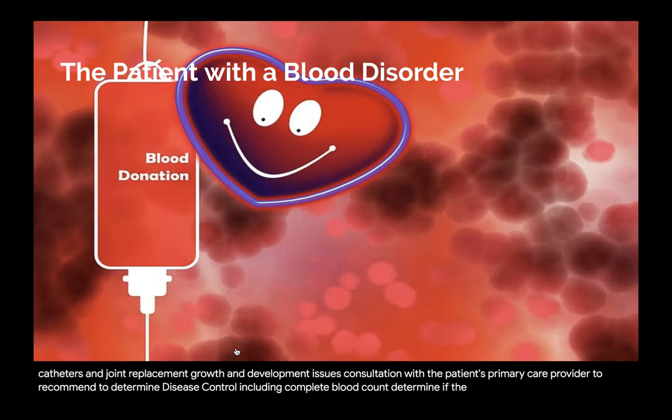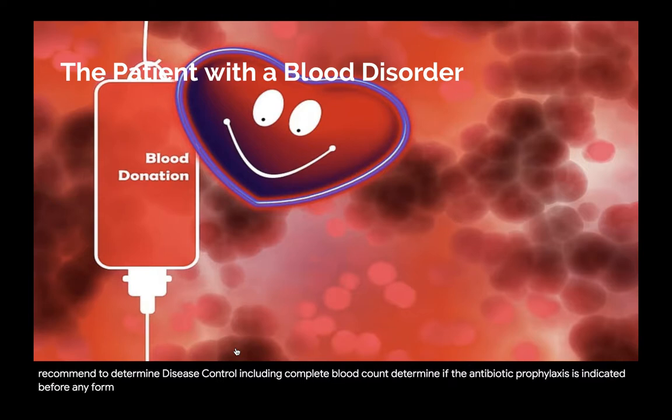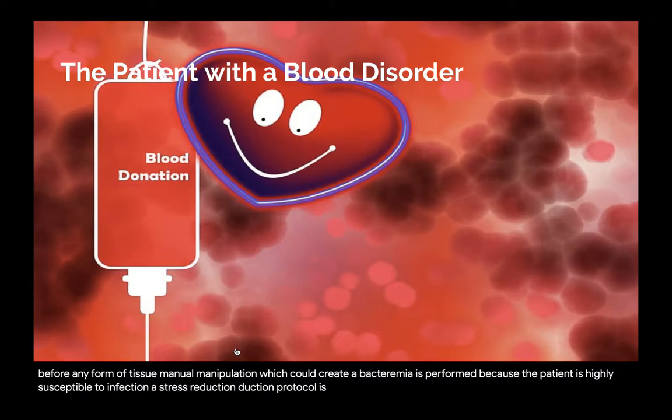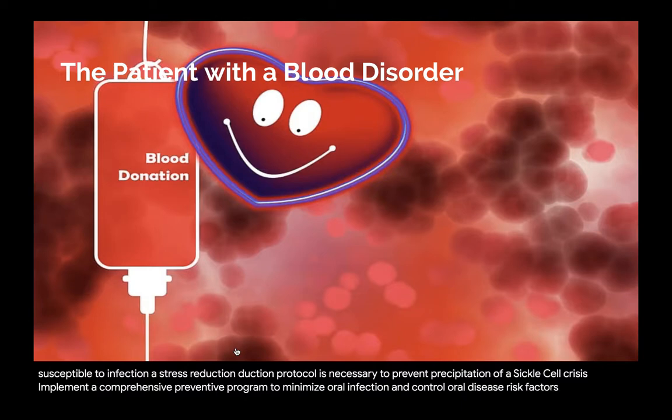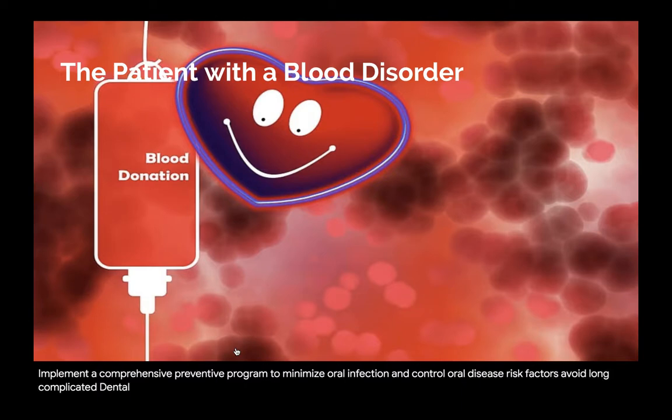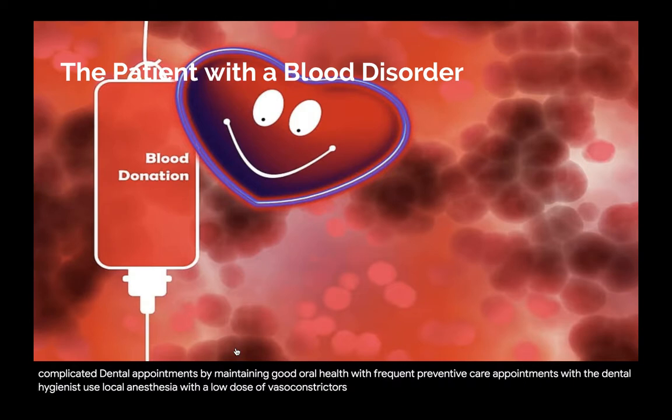Determine if antibiotic prophylaxis is indicated before any form of tissue manipulation, which could create a bacteremia, is performed, because the patient is highly susceptible to infection. A stress reduction protocol is necessary to prevent precipitation of a sickle cell crisis. Implement a comprehensive preventive program to minimize oral infection and control oral disease risk factors. Avoid long, complicated dental appointments by maintaining good oral health with frequent preventive care appointments with the dental hygienist. Use local anesthesia with a low dose of vasoconstrictors to avoid intravascular occlusion of the red blood cells.